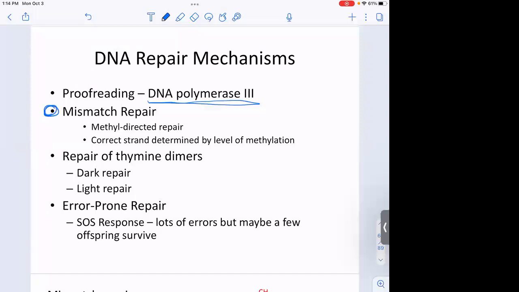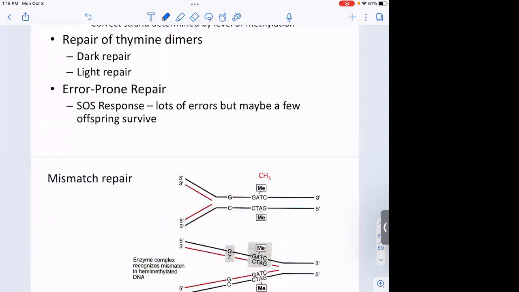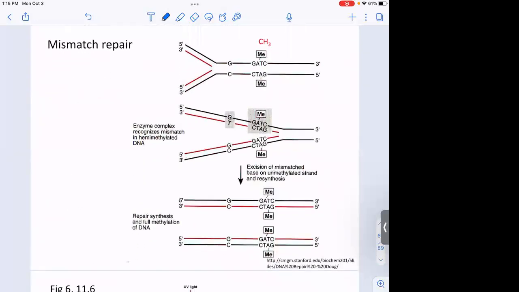Mismatch repair. This is one that we kind of mentioned before, right after we were talking about replication. And I talked about how methylation typically is going to happen after replication takes place. And we talked about some of the purposes of that. One purpose is for this repair mechanism. I'll come back to that slide in a minute.